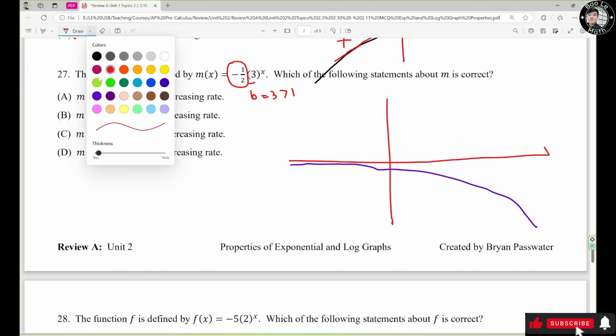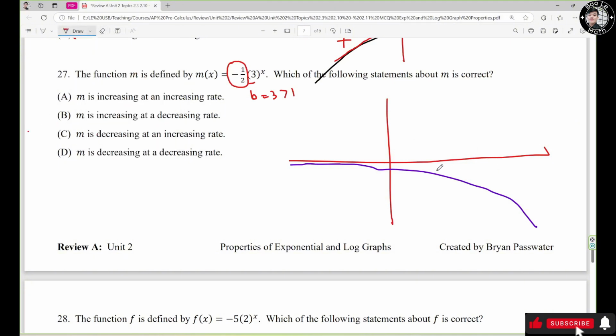Now, the function is decreasing, right? Because if you draw the tangent line, the slope is negative, so the function is decreasing, right? So we need to eliminate A and B, right? Now, we need to check for the rate of change. Because the function is concave down, the rate of change is decreasing, right? So the answer must be D.